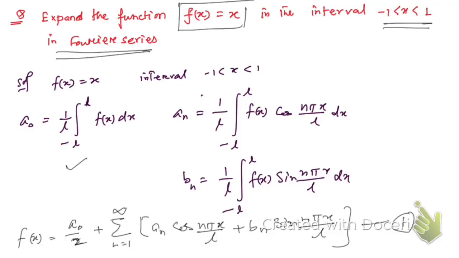So first let me obtain these values: a naught, an, bn, okay? First let me obtain a naught. Let me copy this and take a new slide.